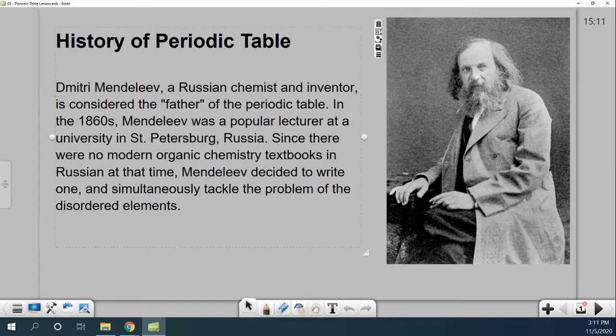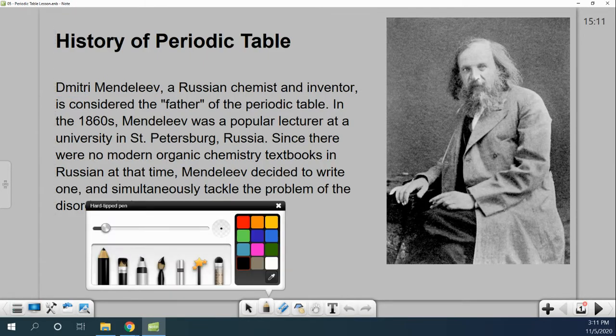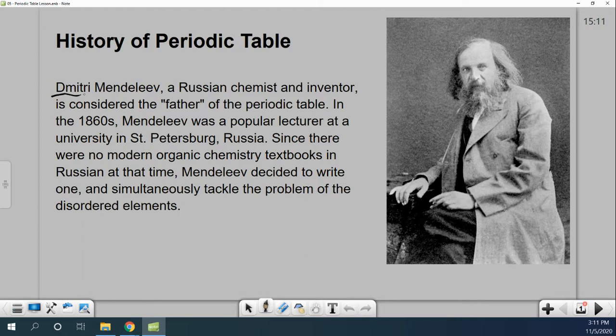Guy with the coolest name in science, Dmitri Mendeleev. Maybe not the coolest name, but it's up there. Dmitri Mendeleev was a Russian chemist and an inventor, and we consider him the father of the periodic table. He is the starter of this whole thing.